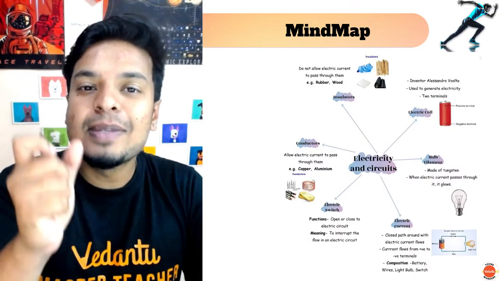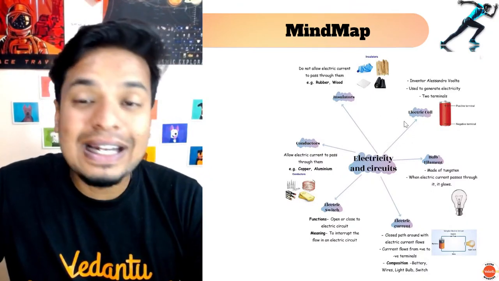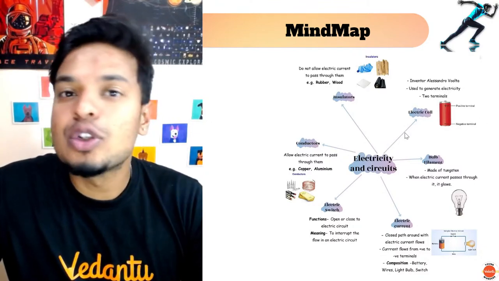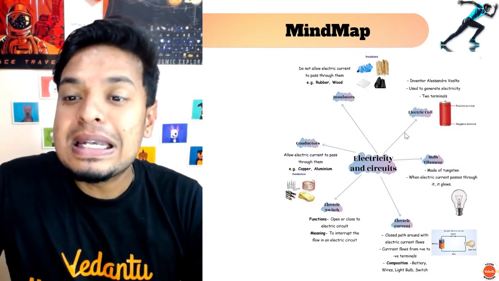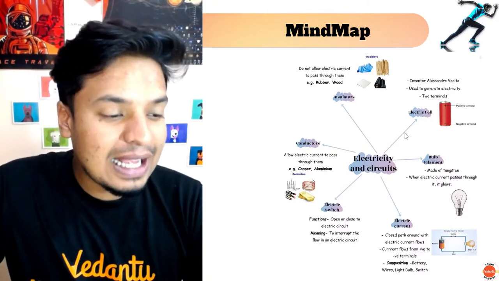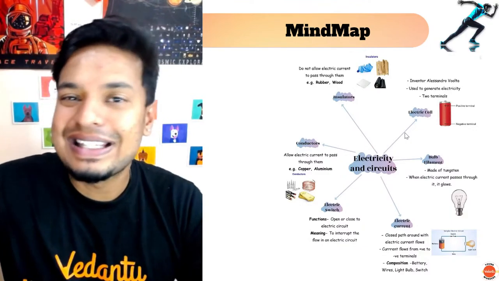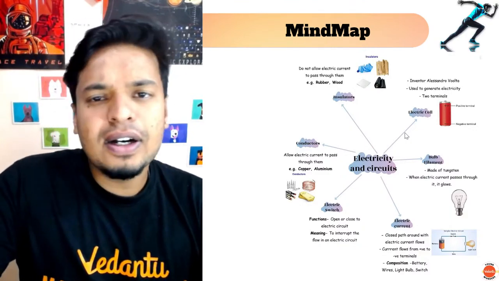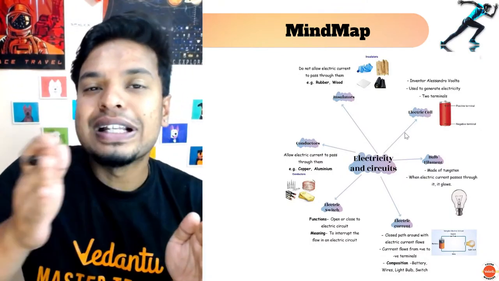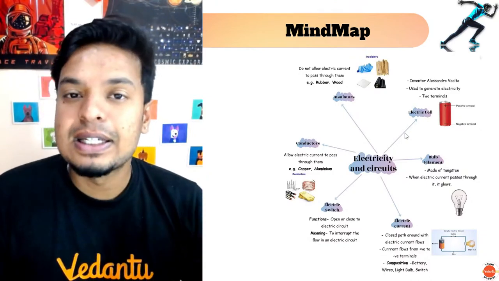Because that is possible with the help of a source of electricity called an electric cell. The electric cell is the source of electricity which was invented by Alessandro Volta. Alessandro Volta was the person who invented the first voltaic cell. And the cell has two terminals. One is the positive, the other one is the negative. Next, what is a bulb?